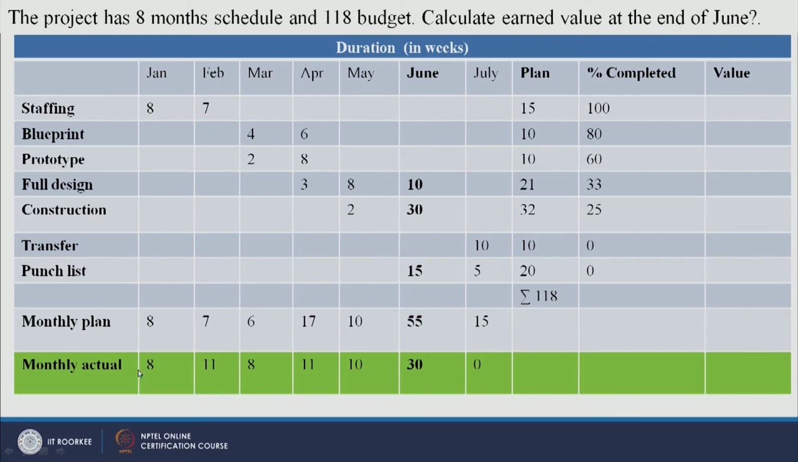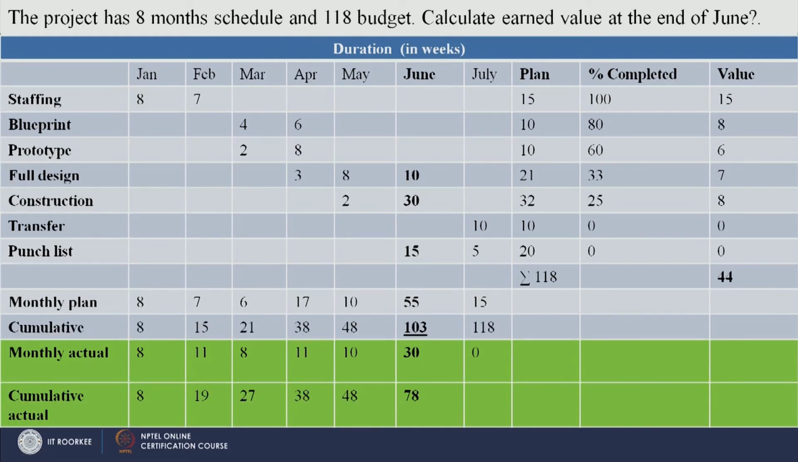So, this is monthly actual. In fact, we will see how to get this monthly actual, right. Okay. So, since in this project you know that the percentage completed for staffing is 100%, value is 15, right. Similarly, for all other activities, right. So, earned value is 44 while planned value is 118, right.